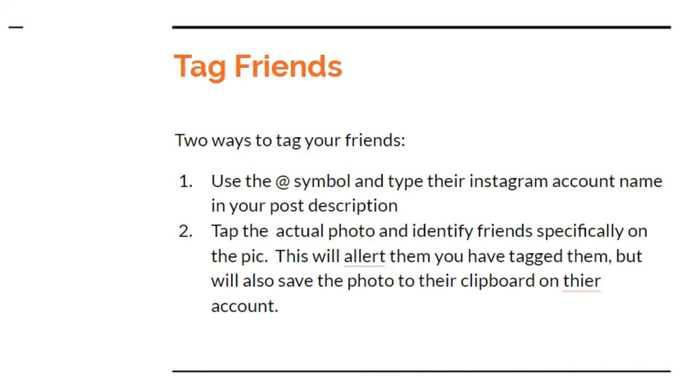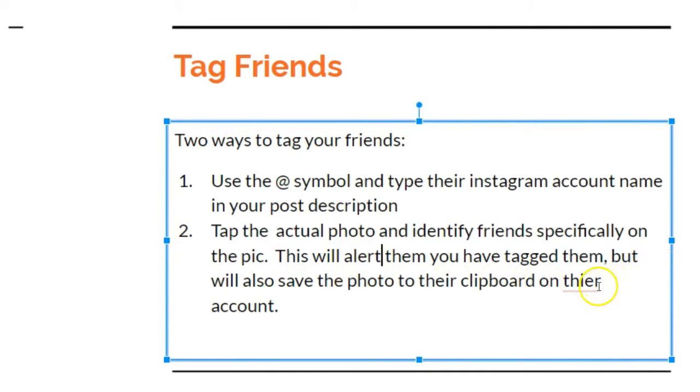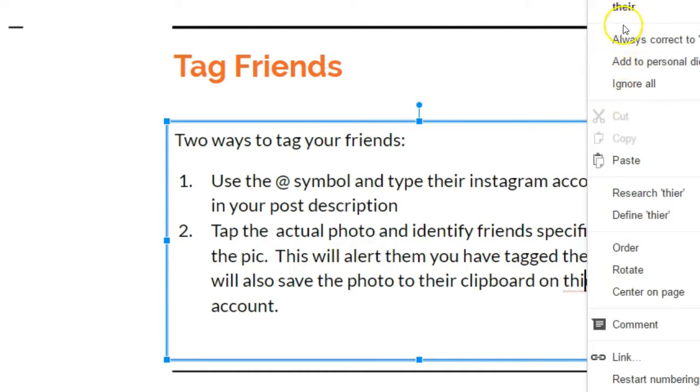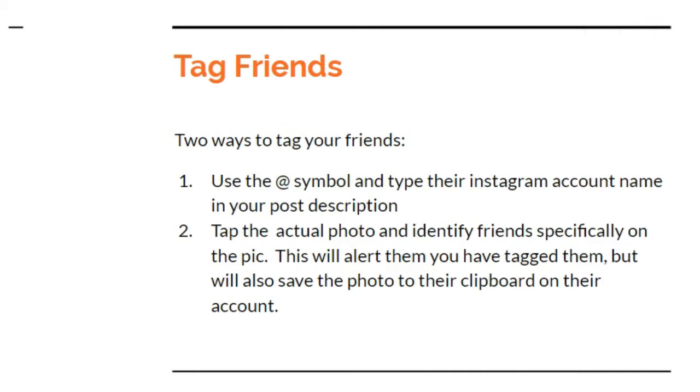Here you're able to tag your friends. You can tag your friends by using the @ symbol, and then you type in their Instagram account name in your post description. Or you can tap on the photo and identify your friend specifically on the pic. This is going to alert them that you've tagged them, but it'll also save the photo to their clipboard, and then they'll be able to see it on their particular account. So those are two different options that you can do as you're tagging your friends.